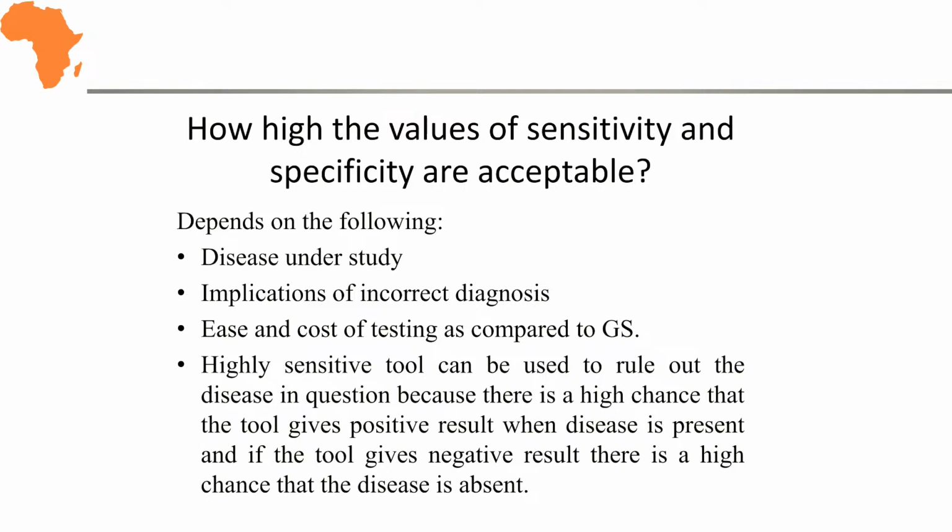How high should values of sensitivity or specificity be to be acceptable? This depends on the disease under study, the implications of incorrect diagnosis, and the ease and cost that Maureen was talking about. A highly sensitive tool could be used to rule out the disease in question, because there's a high chance that the tool gives a positive result when the disease is present, and a negative result only when the chances of the disease are nil.